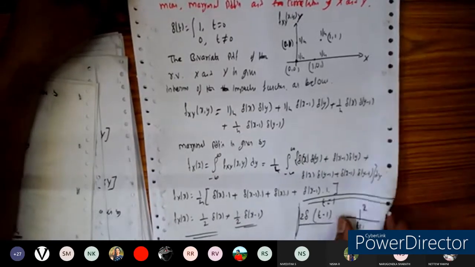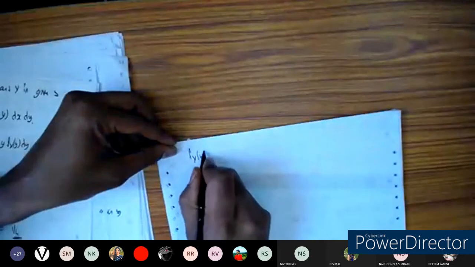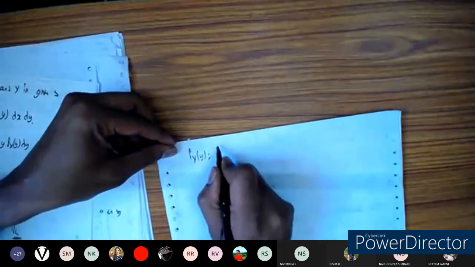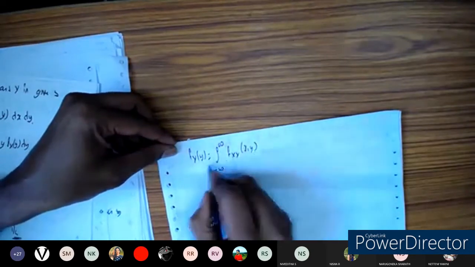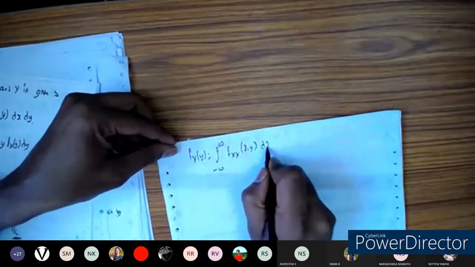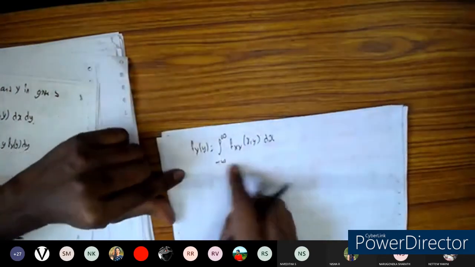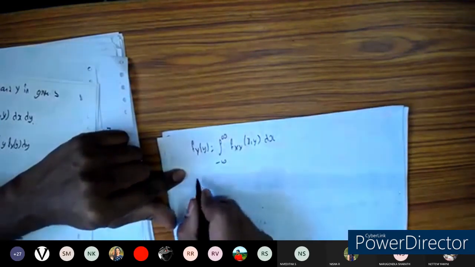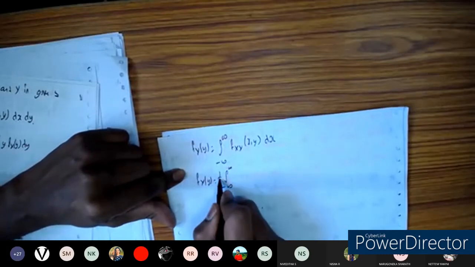Okay, now I'll go for finding the marginal PDF fy of y. You can simply write fy of y is equal to, so write the generalized formula first here. fy of y is the integral of fxy of x comma y with respect to x. So similarly, you can integrate here.